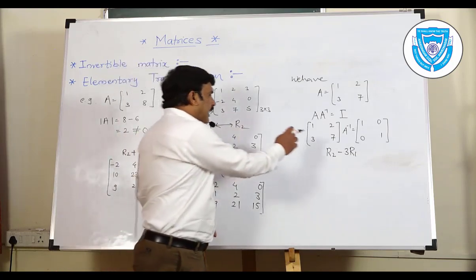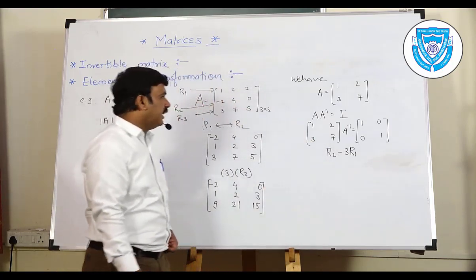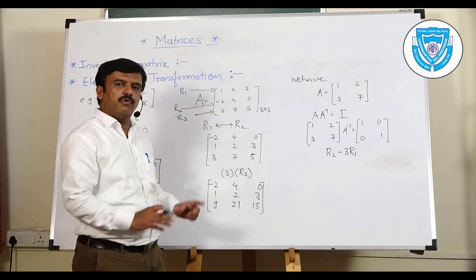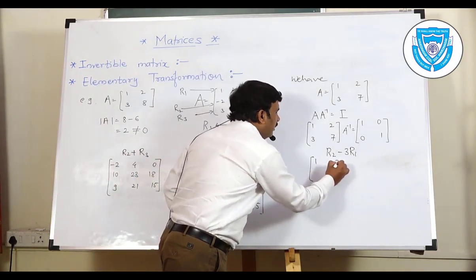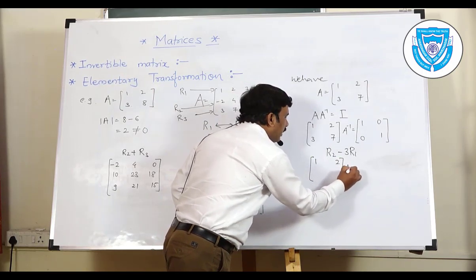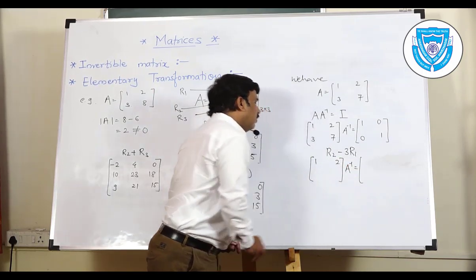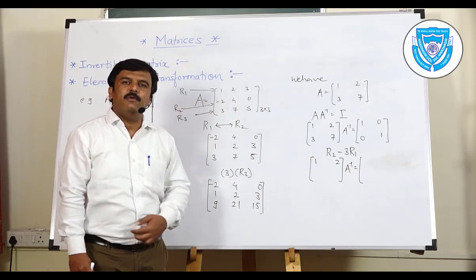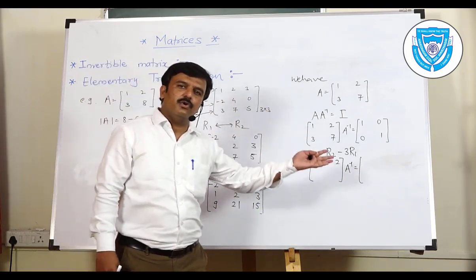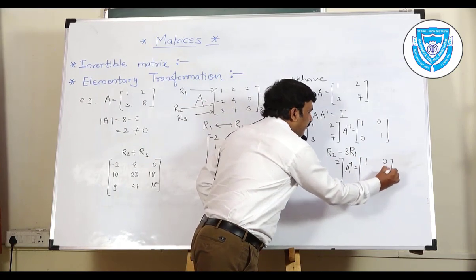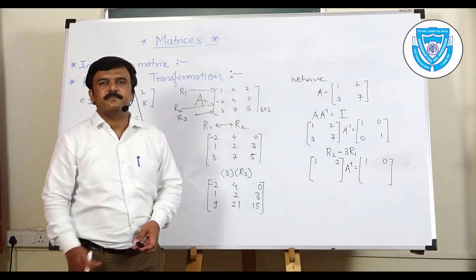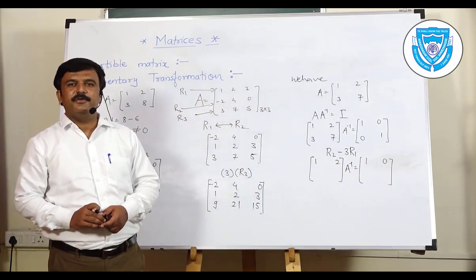Okay. Now, as we are performing the operation on the second row, obviously the first row will remain as it is. So let us write the first row as it is: 1, 2 into A inverse. At the right hand side also we are going to perform the same operation. So at the right hand side also the first row will remain as it is. The elements are 1, 0. Now let us perform the operation on the second row.